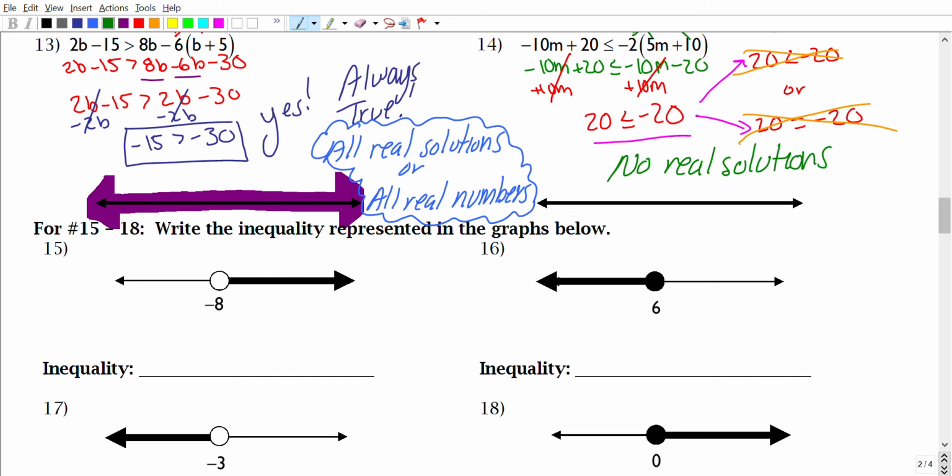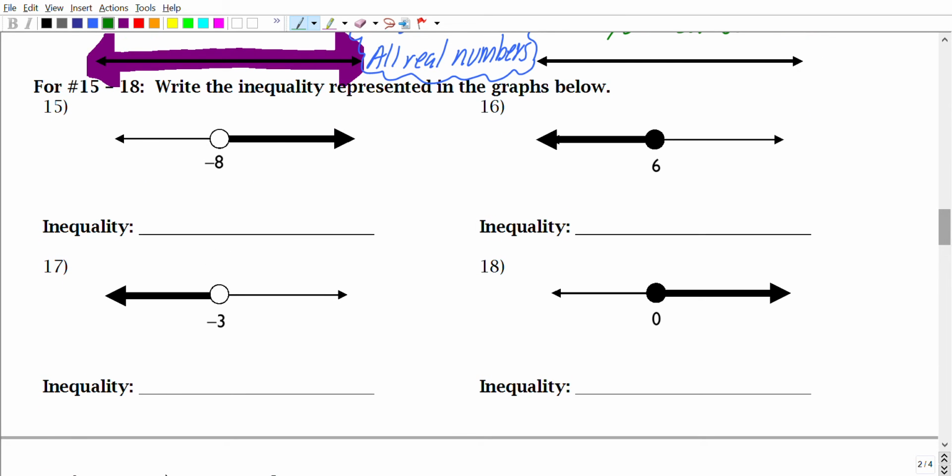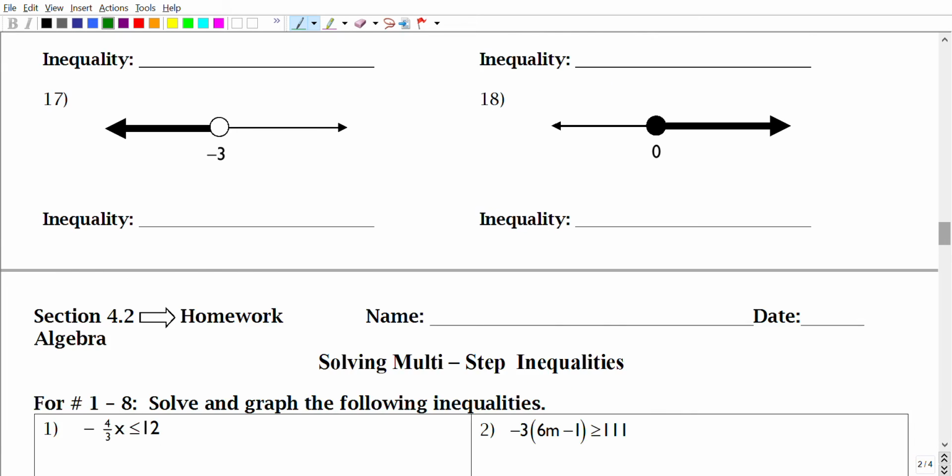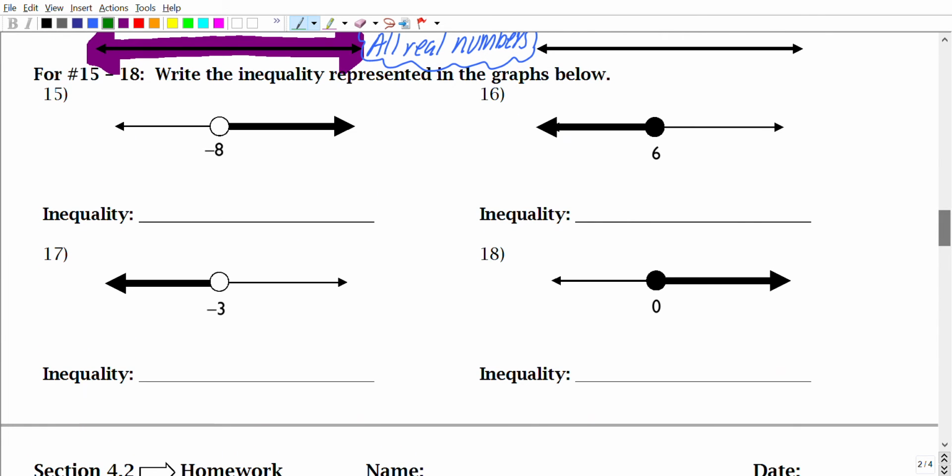Sorry, not number 10, number 15. It says, write the inequality represented in the graphs below. So, just like we did yesterday, we can go ahead and write what those are. I'm going to do 2 of them, and then you're going to do 2 on your own. So this is just like we did yesterday. Again, use x as your variable.